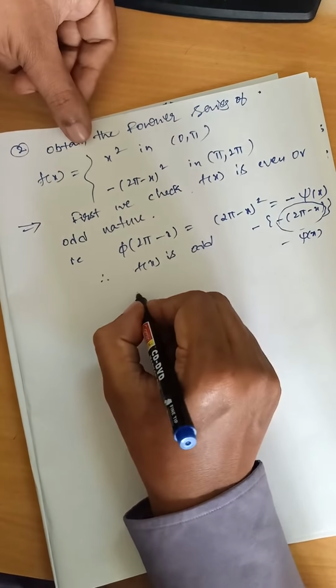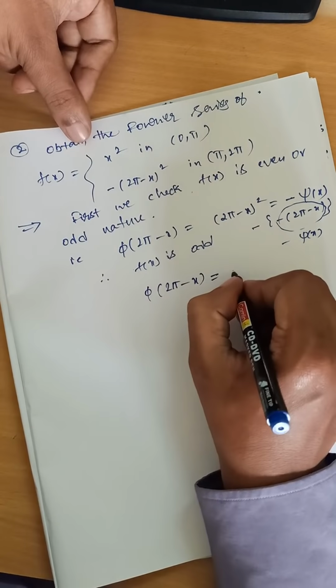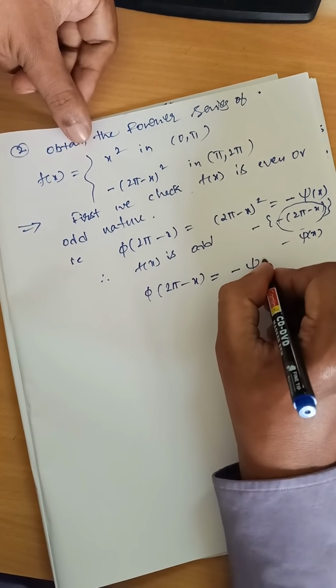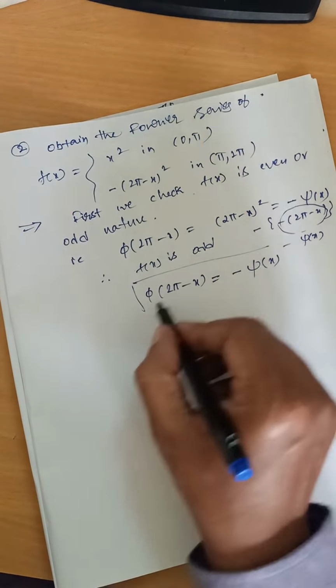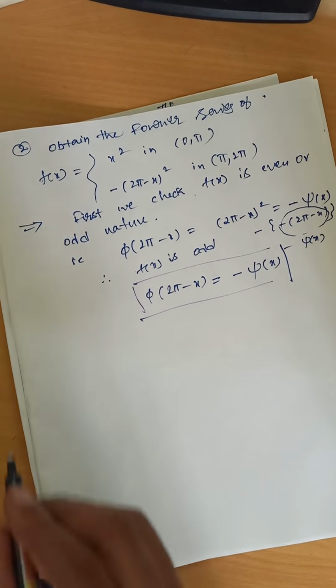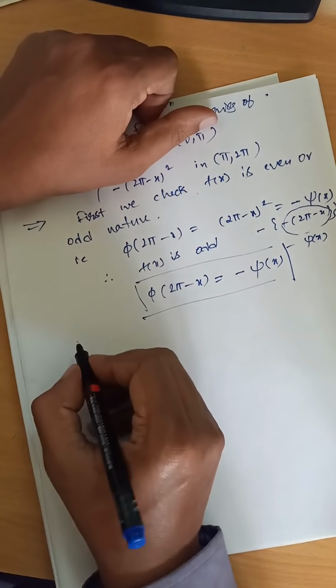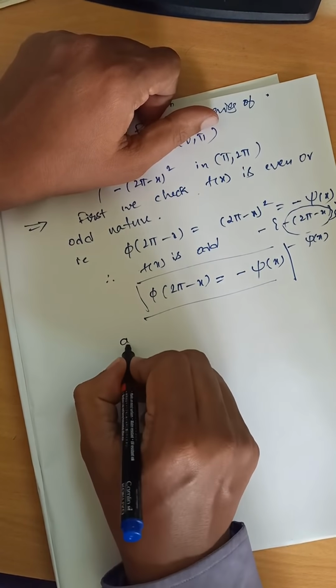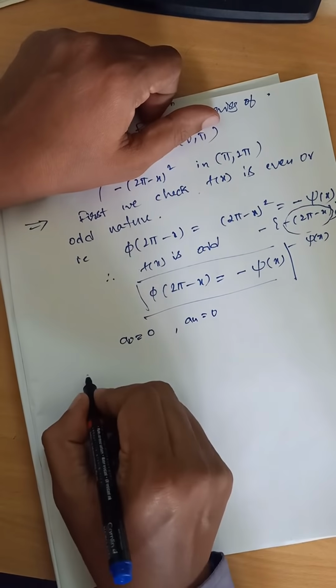So we get the condition for the function f of x is odd. It satisfies the condition phi of 2 pi minus x is equal to minus psi of x. So f of x is odd. Means what? We find only bn. A naught, an is equal to 0.